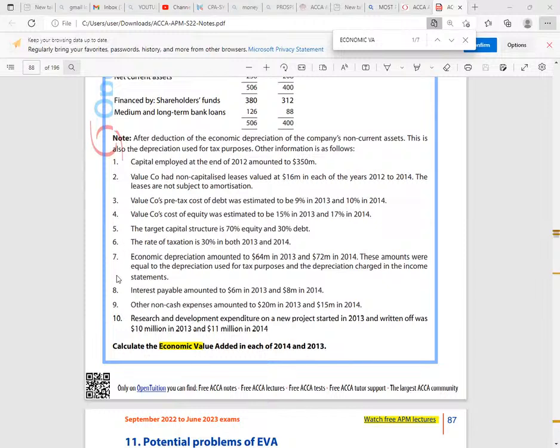Number 7, economic depreciation amounted to 64 in 2013 and 72 in 2014. These amounts were equal to the depreciation used for tax purposes and the depreciation charged in the income statement. So can a good student help us think through this? What do you think about this depreciation? What should we do with it? Are we going to pass an adjustment or leave it out of our operations?